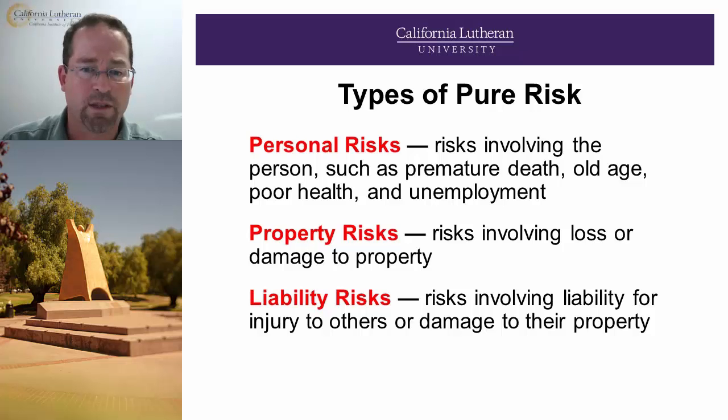Personal risk is risk involving the person, such as premature death, old age, poor health, and unemployment. Property risk is the risk involving loss or damage to property. And liability risk deals with the liability for injury to others or damaging their property.